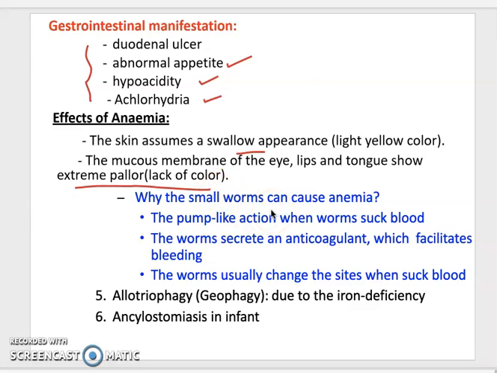The reason these worms cause anemia is that they act with a pump-like action. They suck the blood and secrete the anticoagulant, which facilitates the bleeding. The worms usually change sites when they suck the blood. The next condition is allotriophagy or geophagy, which is due to the iron deficiency, and ancylostomiasis in infants is also a complicated situation.